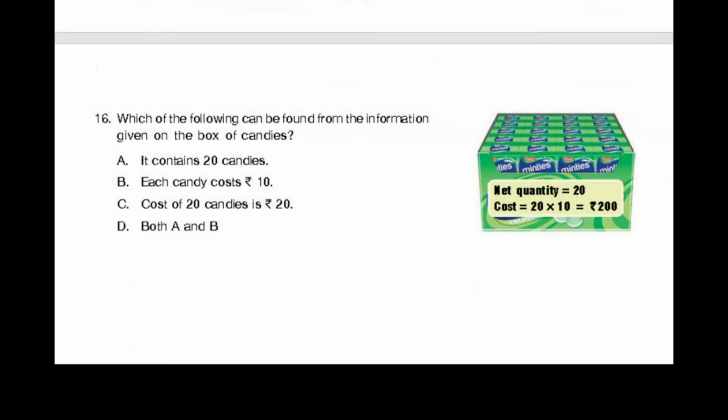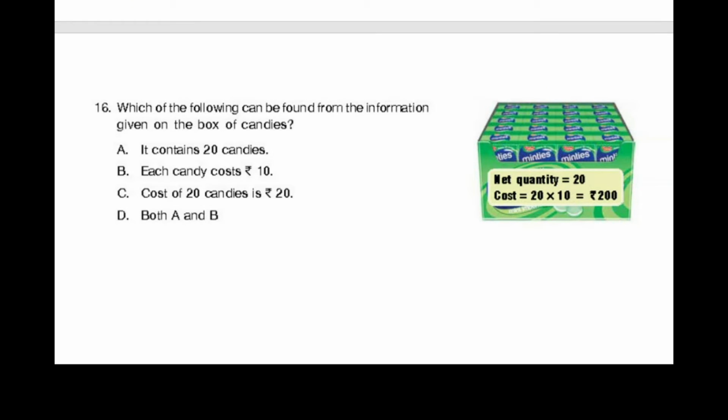Question number 16. Which of the following can be found from the information given on the box of candies? Net quantity is 20. That means this box is having 20 candies. Cost is 20 times 10, that is 200. And net quantity is 20. This is quantity, and this is cost. And this is total cost of the box. Now, let's check options.